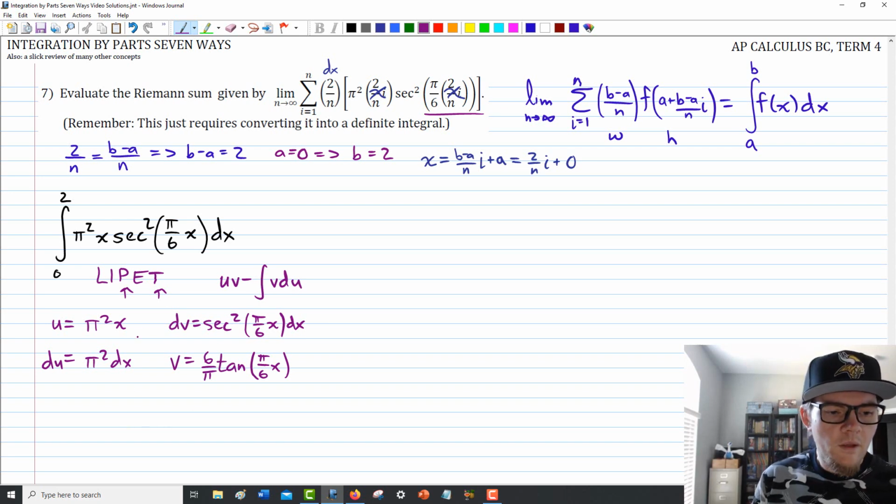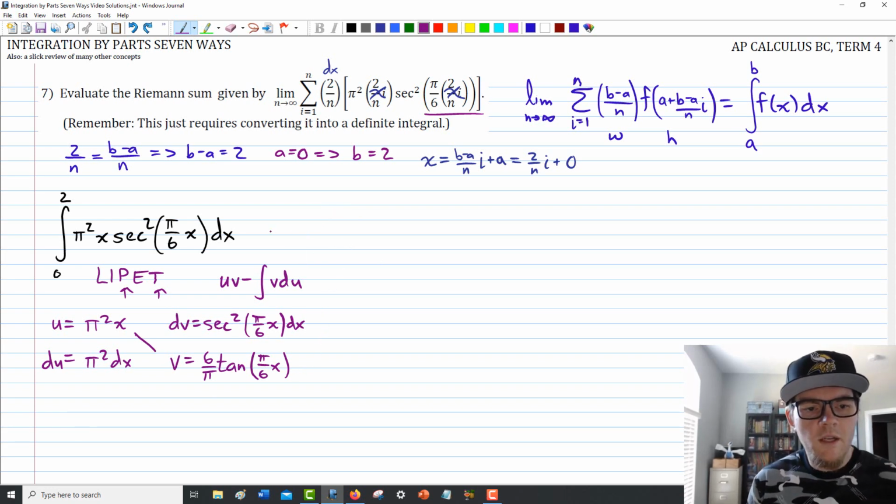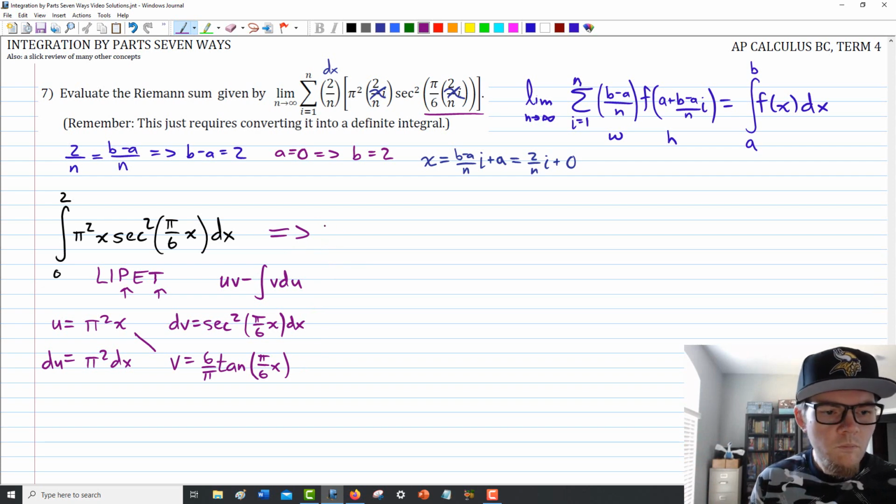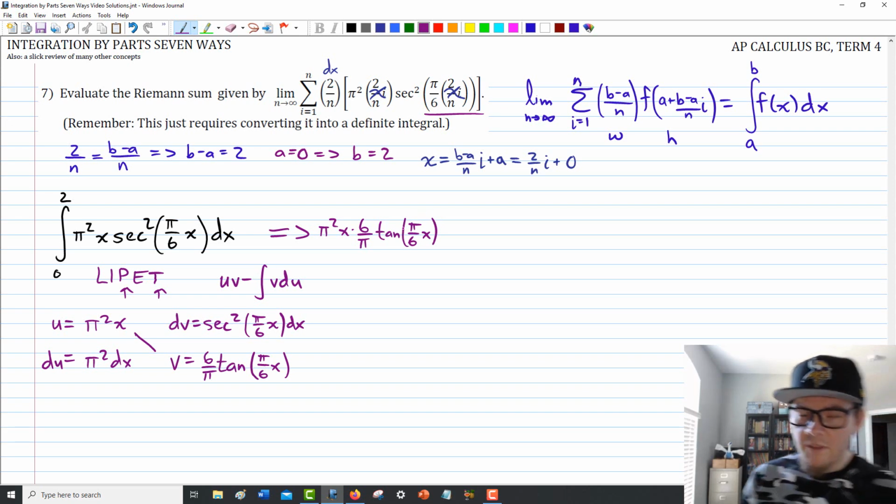So let's do it. Taking uv, I'll go ahead and write it up here. I'll just do it from right here, and draw an arrow so that there are no linkage issues. We're going to have pi squared x times 6 over pi tangent of pi over 6 x. It's going to be so much fun to solve as a definite integral. Can't you hear my enthusiasm?